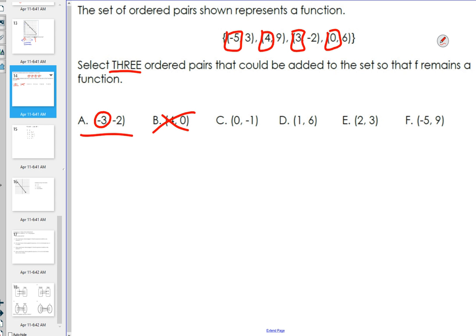4 cannot give you both 9 and 0. Is 0 being used? Yeah, so it can't be that one. Is 1 being used? No, so that would be one of them. Is 2 being used? No, it's not. So I could use that one. -5 is being used, so it can't be that. The answer choices there were A, D, and E. Any other point would make you fail a function test.